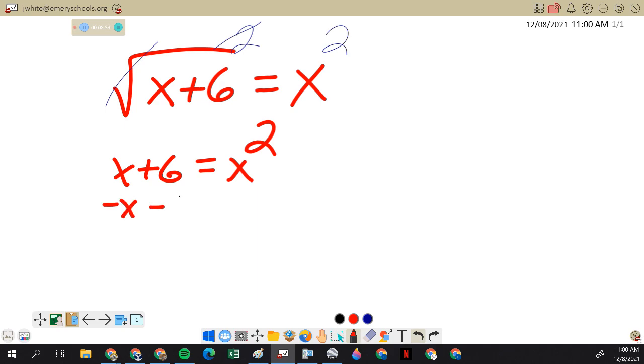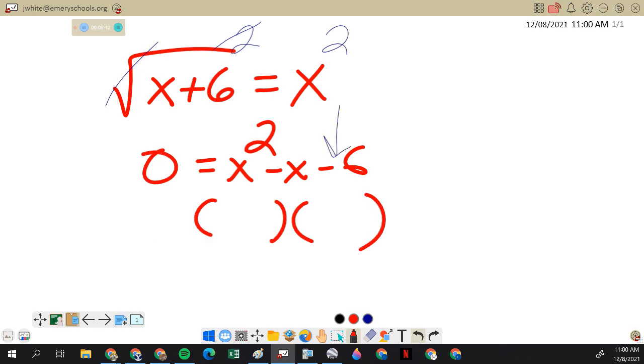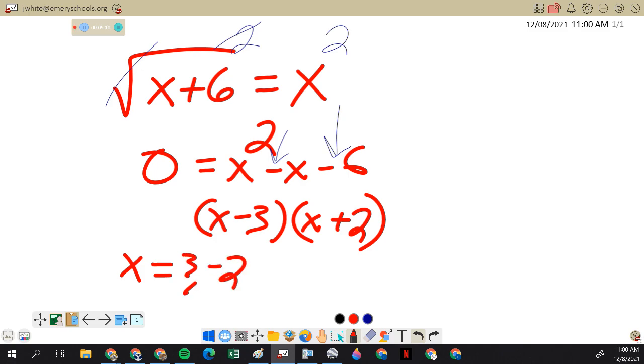So we're going to subtract x and subtract 6. Okay. Are there 2 numbers that multiply to be -6 and add to be -1? -3. Yeah. -3 and +2. So x minus 3 and x plus 2. So x is equal to 3 and -2.